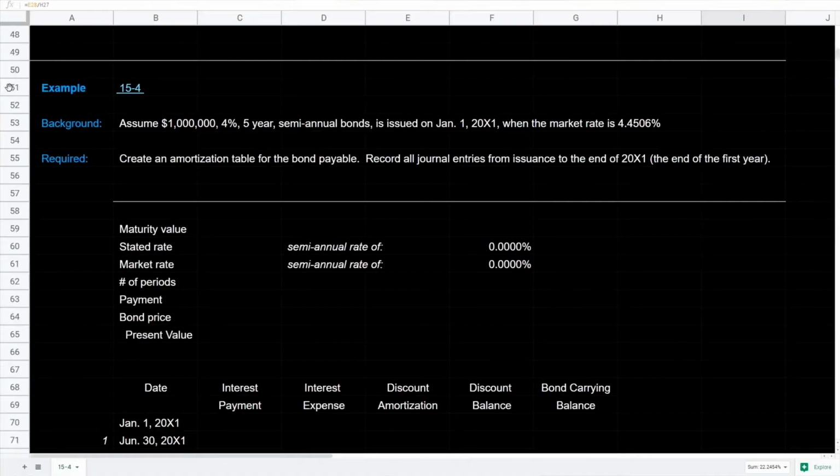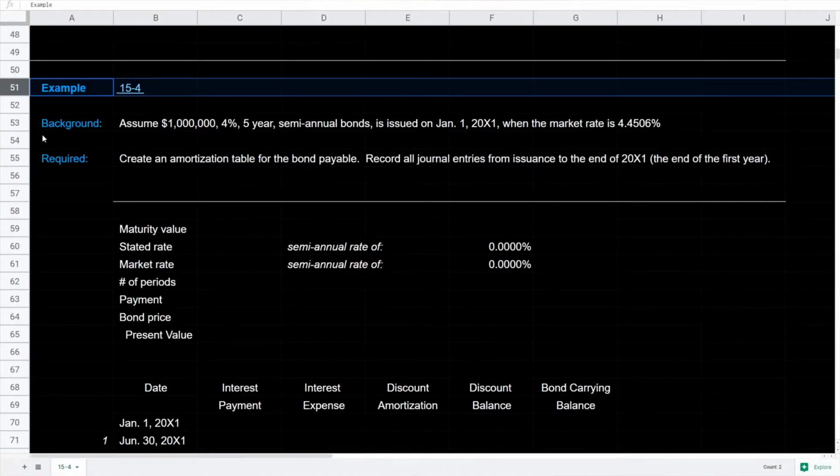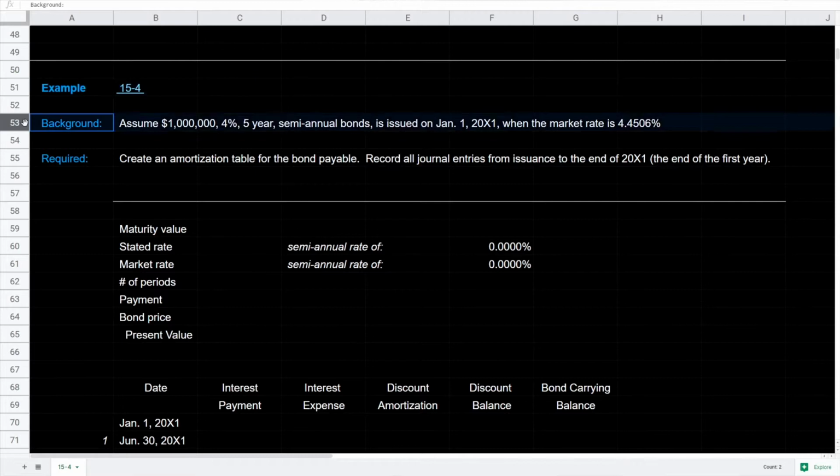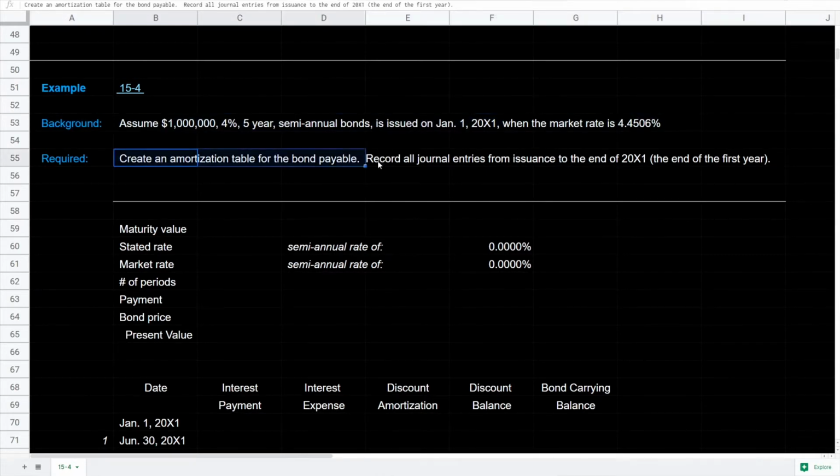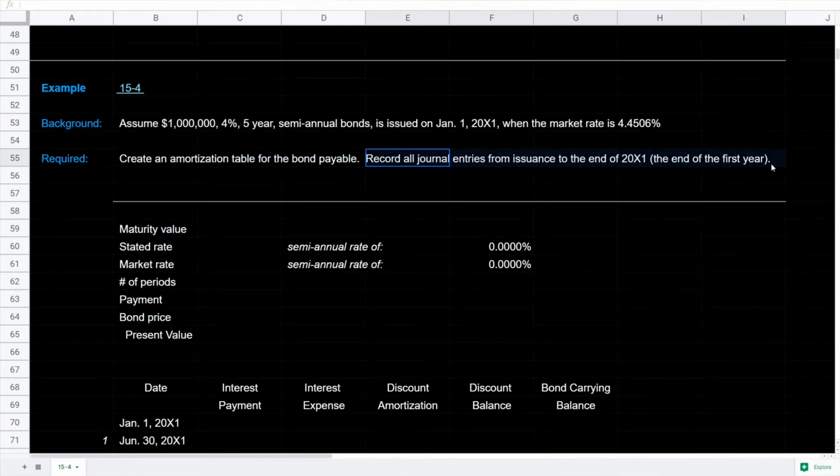Let's take a look. This is example 15-4, and we have a bit more information. Assume that there are $1 million of 4% 5-year semi-annual bonds issued on Jan 1st, when the market rate is quite specific, 4.4506%. We are going to create an amortization table and then record journal entries for the first year.